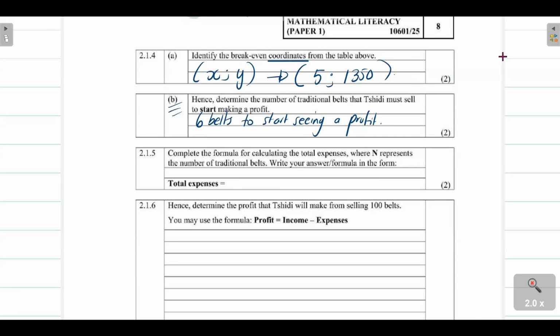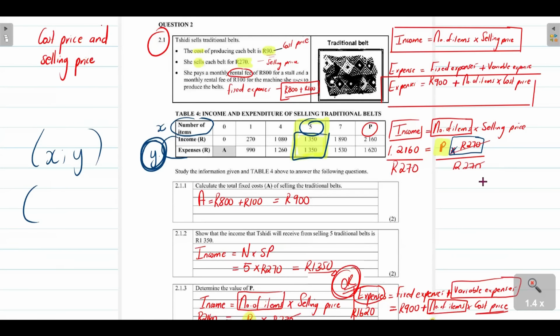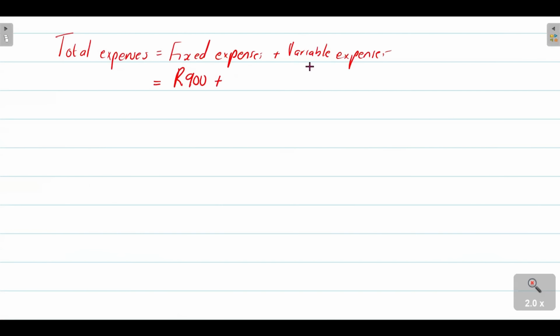Is it the one for fixed expenses plus variable expenses? But you can't leave it at fixed expenses plus variable expenses because that says nothing. They want a serious formula that you can use and substitute to calculate total expenses. Yes, it is fixed expenses plus variable, you're correct, but this says nothing. You can still specify, because we're still talking about TD here. Total expenses is equal to fixed expenses plus variable expenses. The fixed expenses for TD's company is how much? 900. Okay, 900 plus the variable expenses.